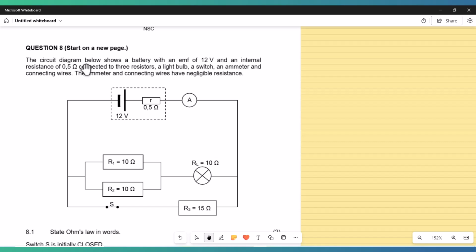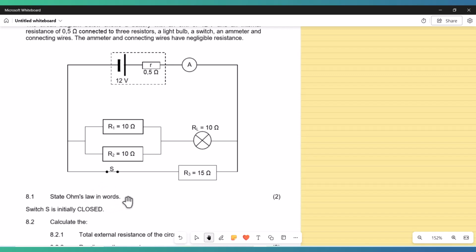Question 8. The circuit diagram below shows a battery with an EMF of 12 volts and internal resistance of 0.5 ohms connected to 3 resistors, a light bulb, a switch, and an ammeter and the connecting wires. The ammeter and the connecting wires have negligible resistance. So this is our battery here with internal resistance 0.5, EMF 12 volts, this ammeter here. Here we have the 10 ohms in parallel, and this is the bulb with the 10 ohms as well. Then the switch S is here.